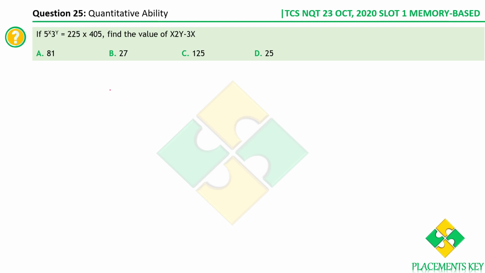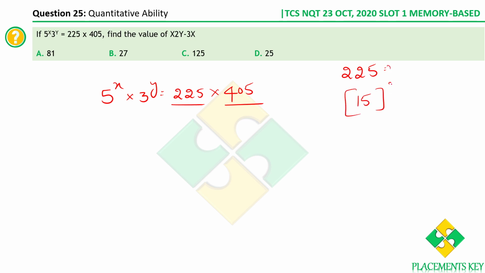5 power x into 3 power y is equal to 225 into 405. So we'll have to factorize each of these and try to write them in terms of 5 power something and 3 power something. Let me first take 225. 225 is 15 square. What is it? It is 3 into 5 whole square, since 15 is 3 into 5. So you get 3 square into 5 square. We can split 225 as 3 square into 5 square.